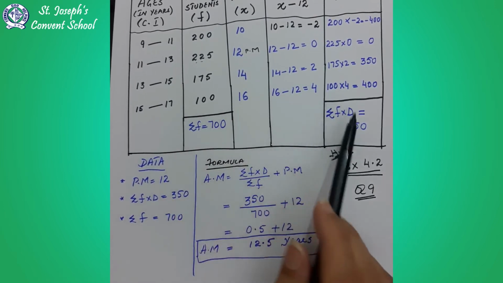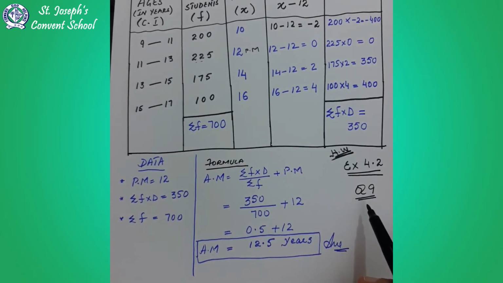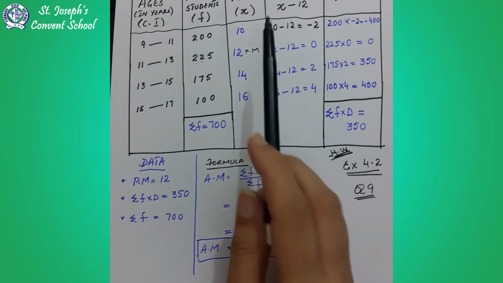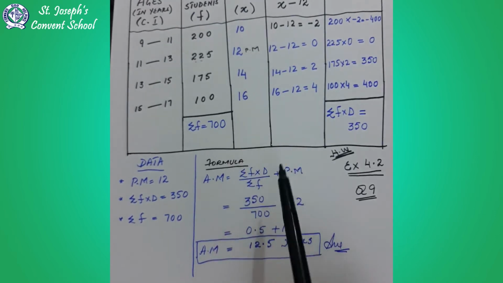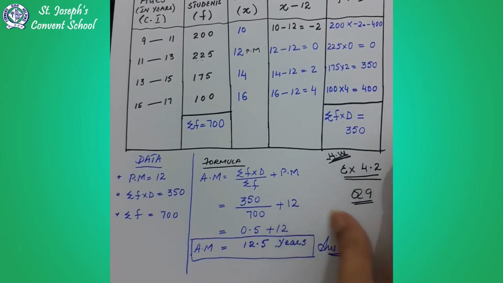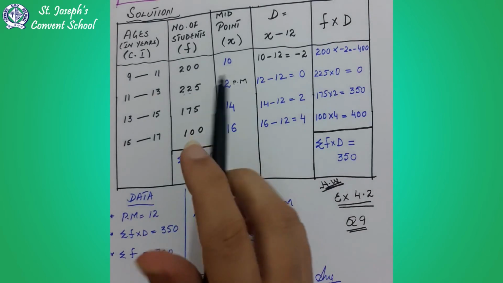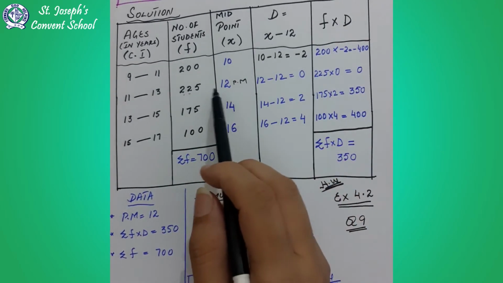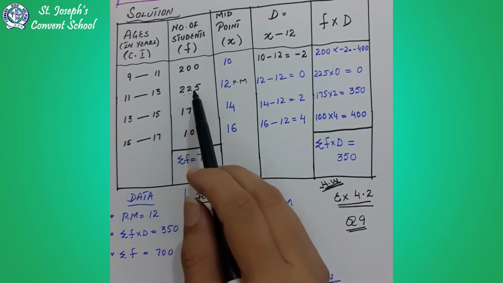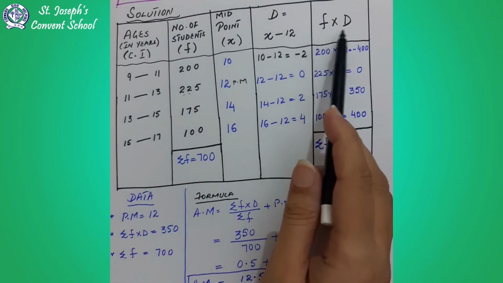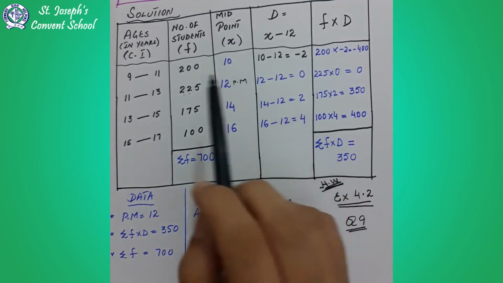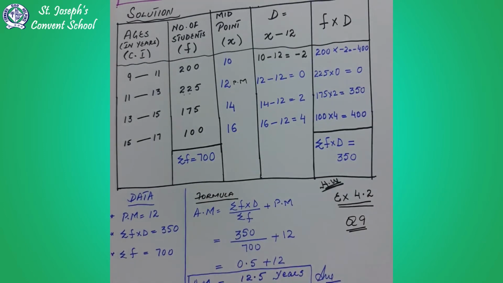So altogether you will make 5 columns in question number 9. Same way you will find the midpoint. Then you will make the deviation column. Deviation column means you will subtract the provisional mean from the midpoint. This provisional mean is the midpoint of the highest frequency. The last column is f into d, so this frequency column multiplied by this d column, one by one you will multiply the values. I hope you have understood this.